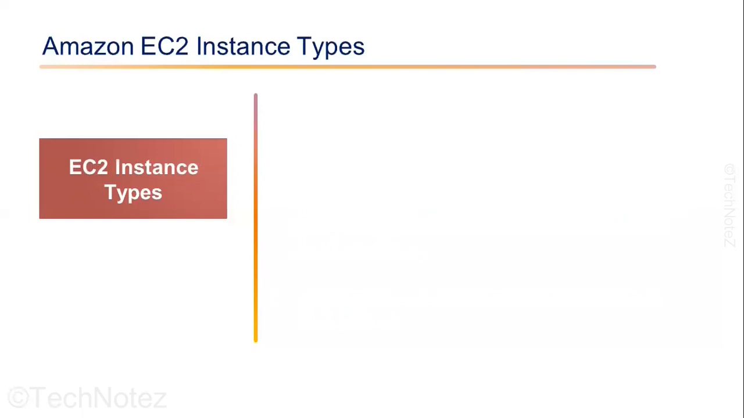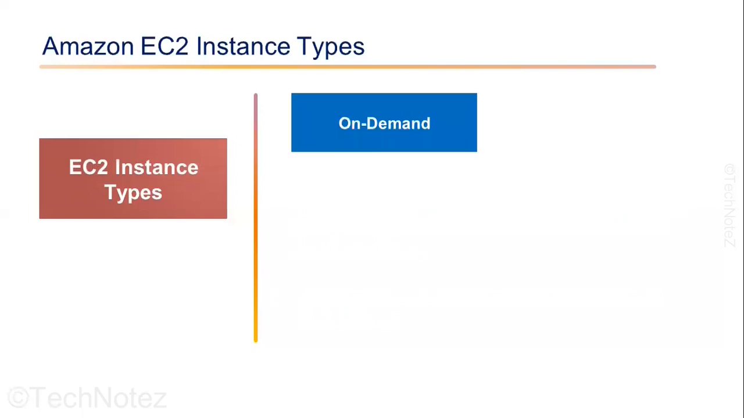Elastic Compute Cloud, or EC2 instances, can be purchased using several different options: on demand.